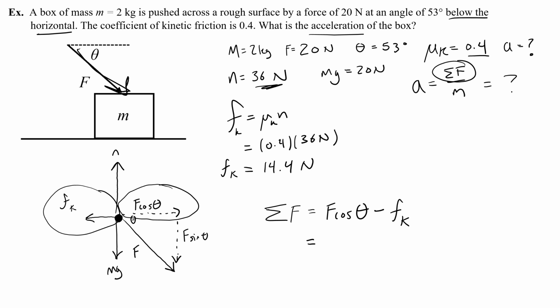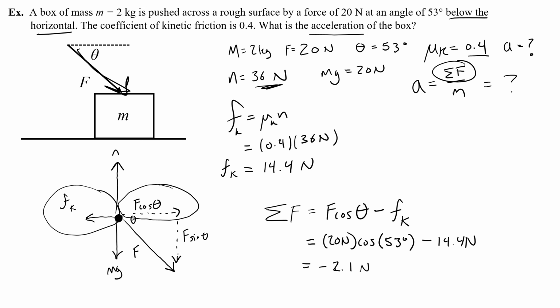I've got F cosine theta, that's 20 newtons times cosine of 53 degrees. And then I just found friction to be 14.4 newtons. So 20 cosine of 53 is 12 minus 14.4, which is actually negative 2.1. So the net force is negative 2.1.